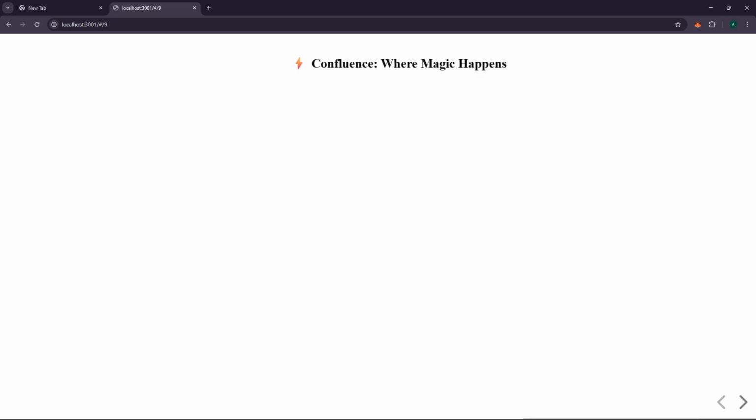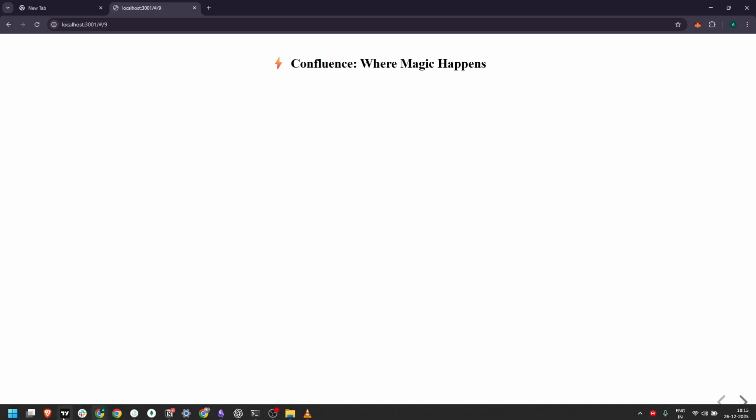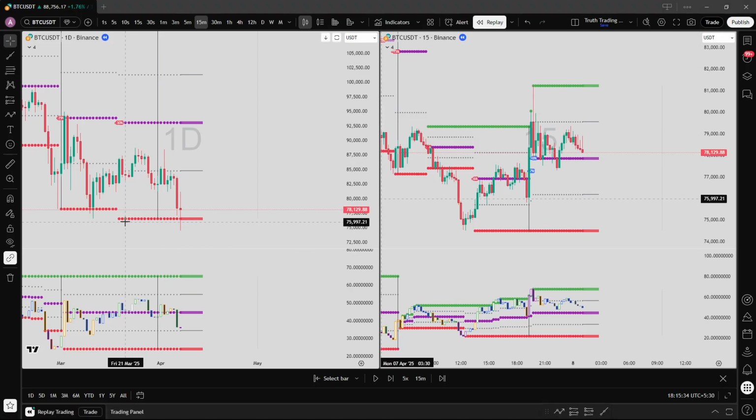And the confluence is where the magic happens. It's one of my favorite concepts. This is where multiple factors line up at the same price level. So this area here, we've got a daily support level. Check this out, daily support level coming from here.